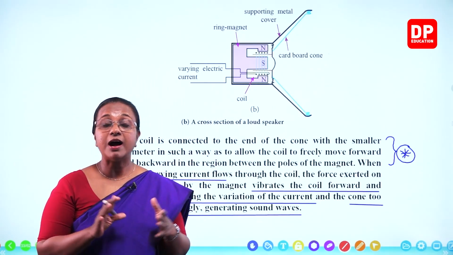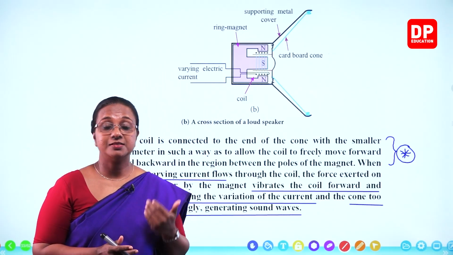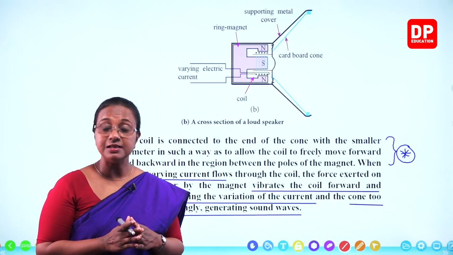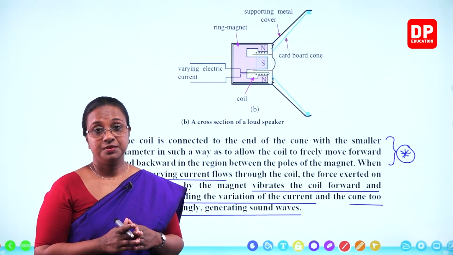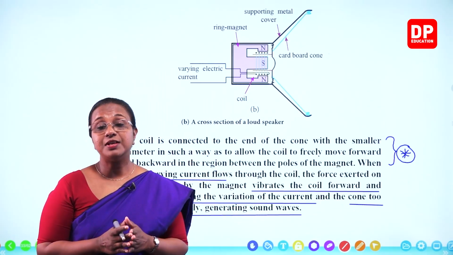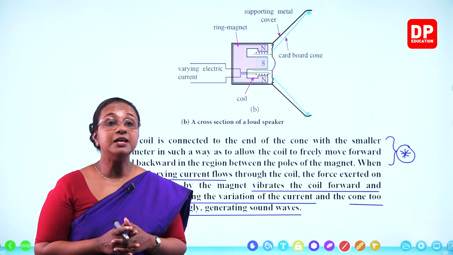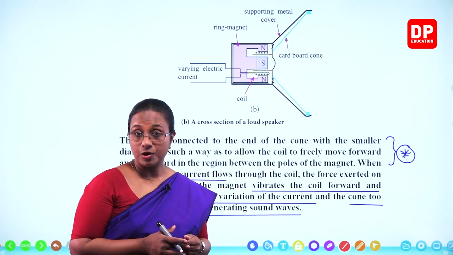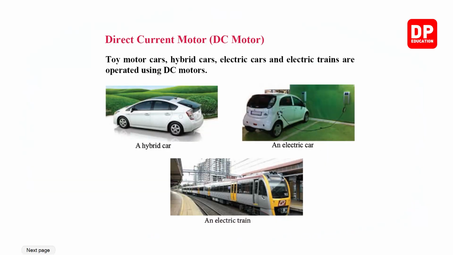So, that is one of the applications where there is a force acting on a current carrying conductor placed in a magnetic field. So, after this, I will be discussing the function of a direct current motor. With that, I'll move on to the next slide. So, here, a direct current motor. Toy motor cars, hybrid cars, electric cars and electric trains are operated using direct current motors.